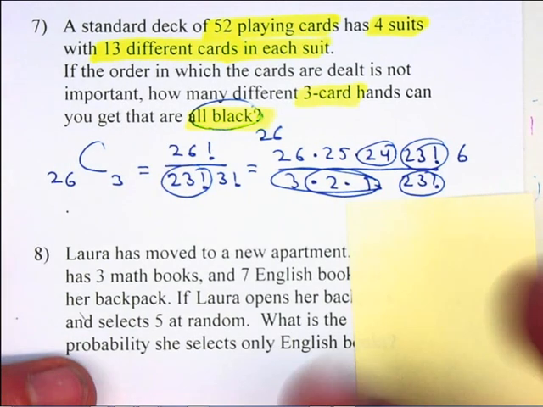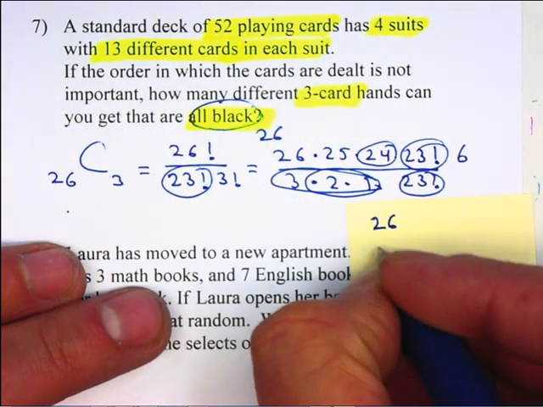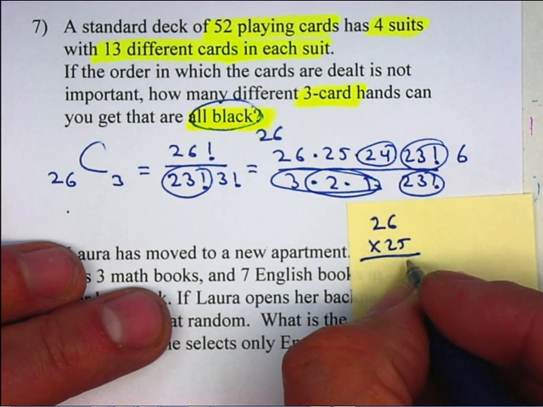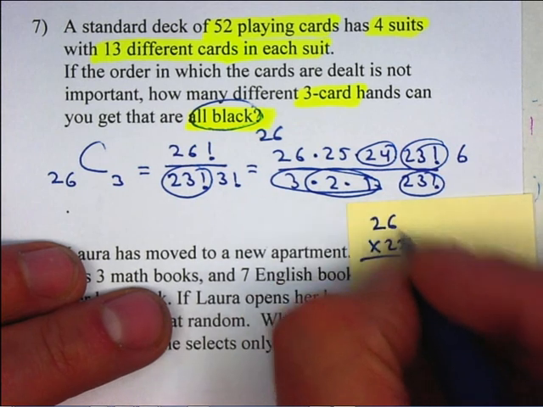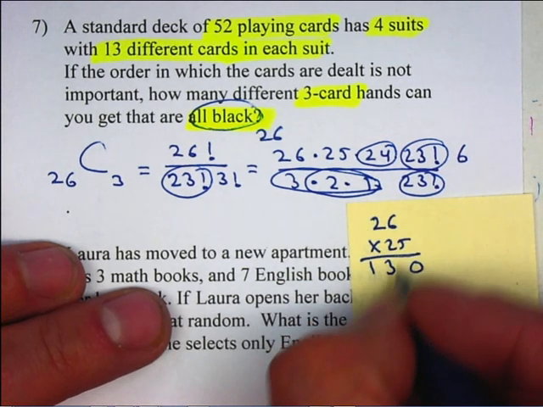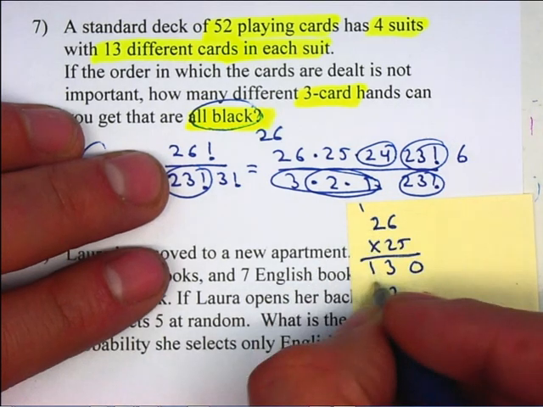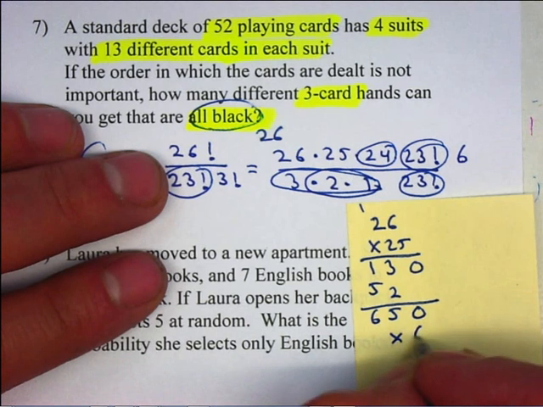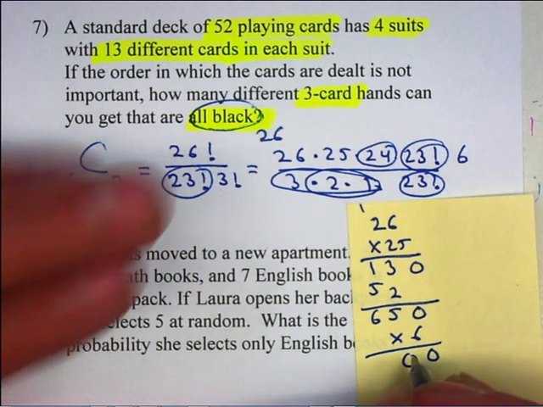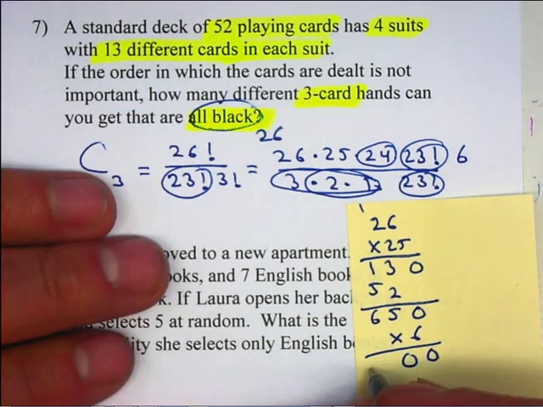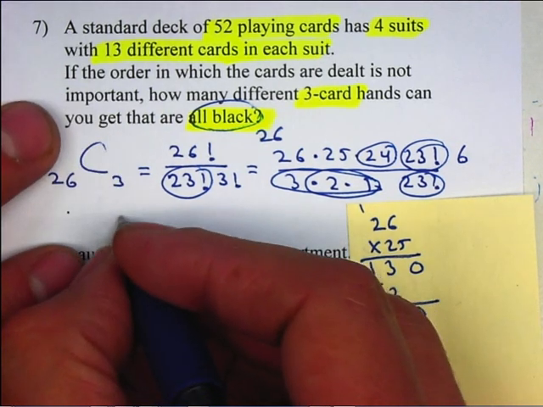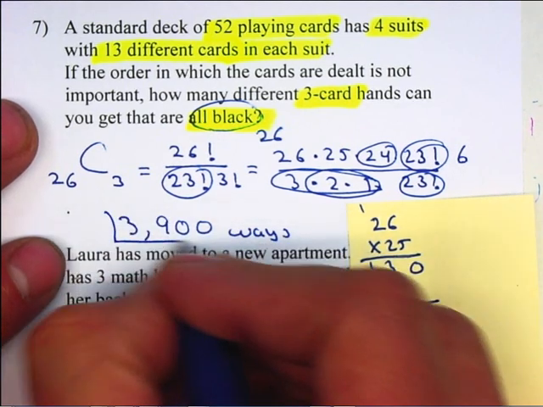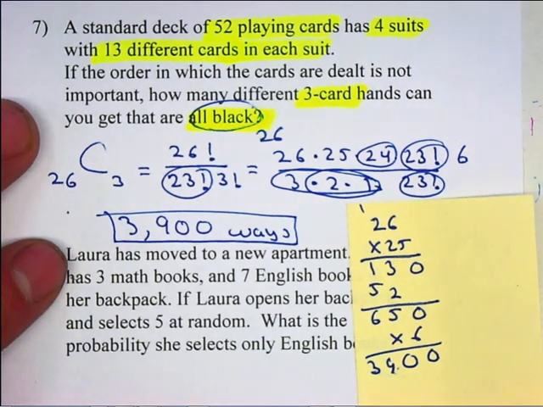Just get a little notepad and just multiply 26 times 25. That is 30, carry 3, 10, that'll be 13. That's 12, carry 1, that's 4, that's 5. That's 0, 5, 6. 650, and multiply by 6. 0, 30, carry 3, 36, 39. So it'll be a total of 3,900 ways that you can get three cards that are all black.